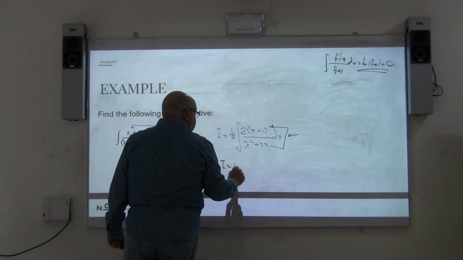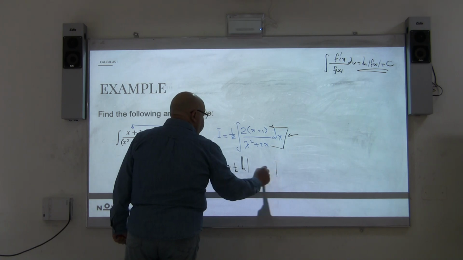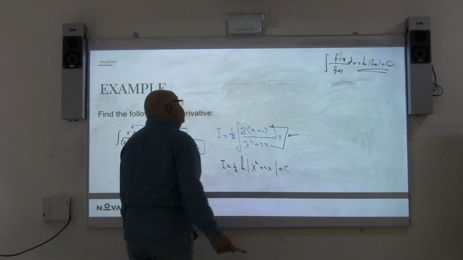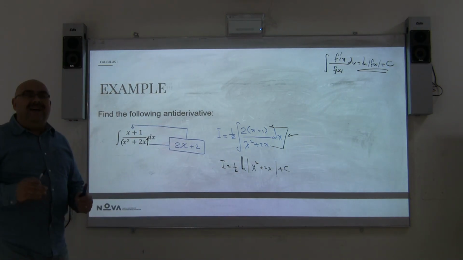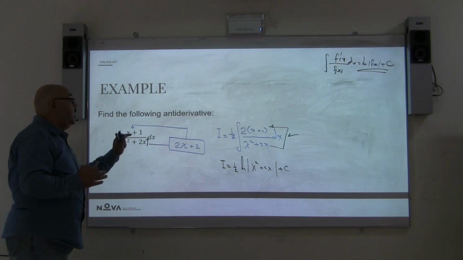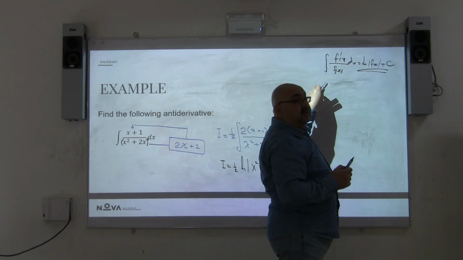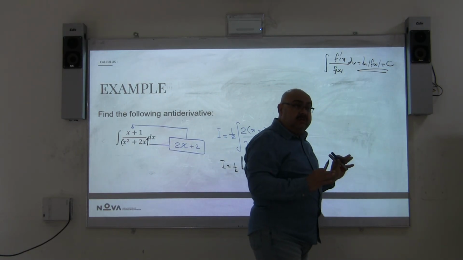I will be a half ln absolute the denominator, which is x squared plus 2x plus a constant c. Of course, the ideas here are limited. You have plenty of ideas, okay? But you have to check the major thing, that if you have a numerator and a denominator, if it is on the direct form, as you can see, okay?